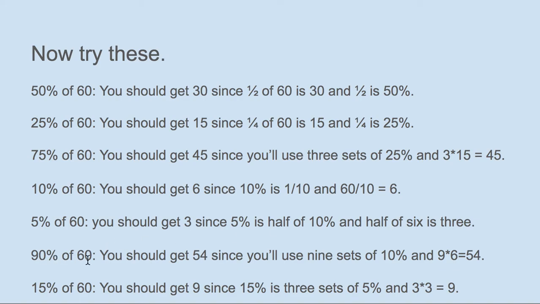90% of 60 could be constructed in a couple ways, but one way to do it, you should get an answer of 54, and one method to get there would be to use 9 sets of 10%. So 9 times 6 will give you 54. 15% of 60, you should get 9. One way to get there would be to use 3 sets of 5% to build up to 15%, and that would mean that 3 times 3 equals 9.